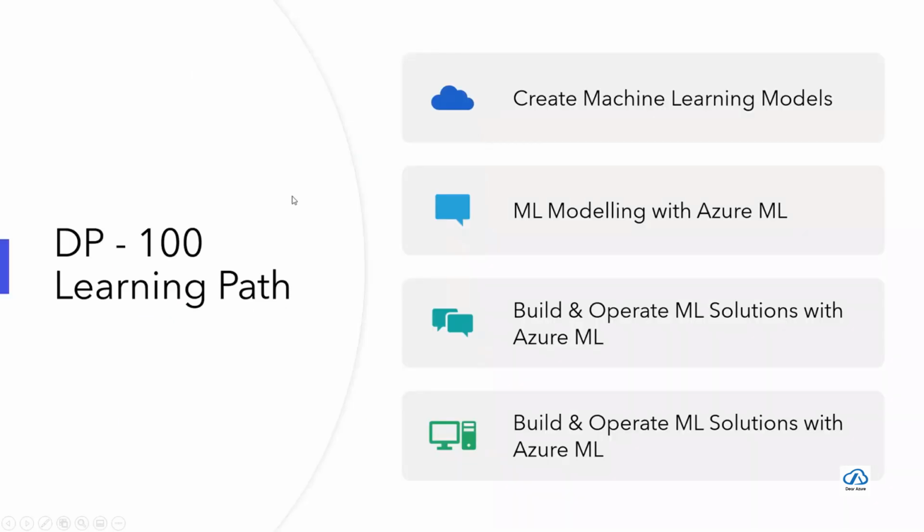Okay, then for the DP-100 learning path, you need to review a few certain things. One is creating machine learning models. You need to know some theories; the practical part will be done by those two videos, and the theories I will cover right now with those sample questions. So you will need to know how to create machine learning models, how to do ML modeling, how to build and operate ML solutions, and also, I missed it, the last one would have been to operationalize all the other aspects of a machine learning model.